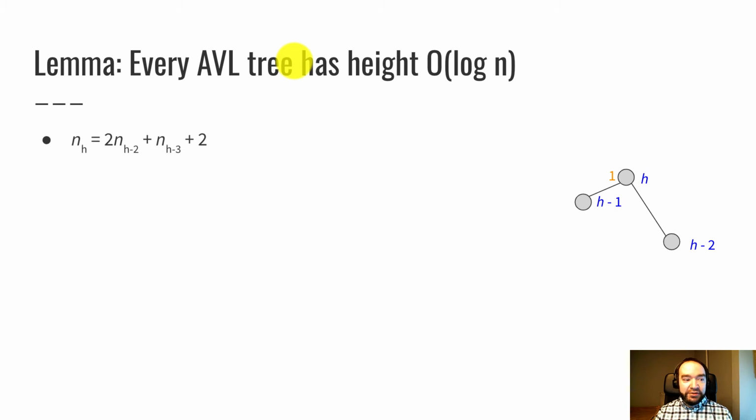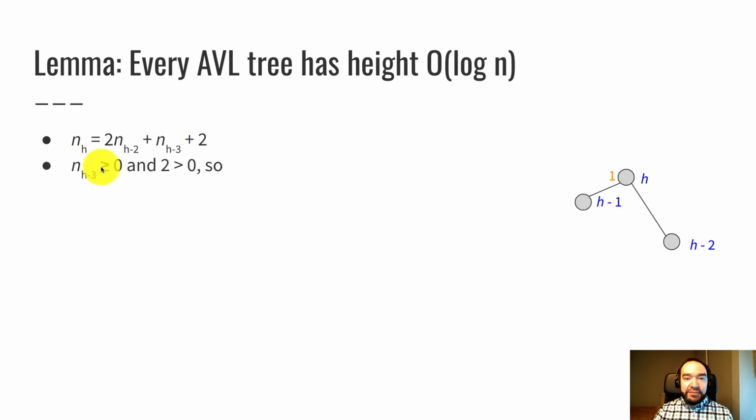Okay, so this is what we've got so far. n(h) is 2 n(h-2) plus n(h-3) plus 2. So that says the minimum number of nodes in a tree of height h is 2 times the minimum number of nodes in a tree of height h minus 2 plus the minimum number of nodes in a tree of height h minus 3 plus 2.